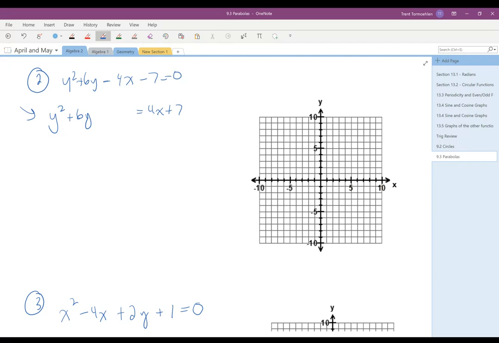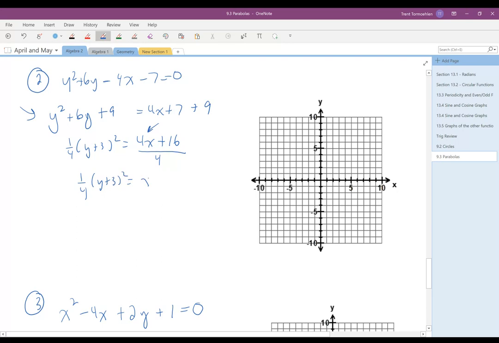Okay, and so then on the left side, to get it in the vertex form, we have to have that squared term, and so we need to complete the square on y squared plus 6y. We do that by taking half of 6, which is 3, and squaring it and get 9. And so this is going to be plus 9, which means on the right side, we also need to do plus 9. So that's going to give me y plus 3 squared equals 4x plus 16. But when we're doing these, we have to have the x coefficient be 1, and so we're going to divide through by 4, and we're going to end up with 1/4 y plus 3 squared equals x plus 4.